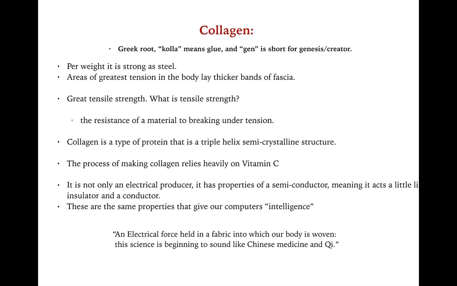So they are building an abundance of chi in the organs that then protect the organs when they're fighting. That begins to overflow lower dantian and naturally begins to move up through the central channel. And we discussed areas of greatest tension in the body lay thicker bands of fascia, great tensile strength. And what is tensile strength? It's the resistance of a material to breaking under tension. So we begin to challenge our bodies in this way, and we begin to put it under tension, right? And we begin to feel that inside, that tensile strength.